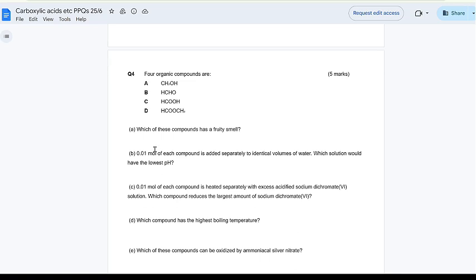Which of these has a fruity smell? So, that's going to be an ester, which makes sense for none of them. So it's not going to be an ester. Because D can't be an... Oh, D can be an ester. So it's D. B.